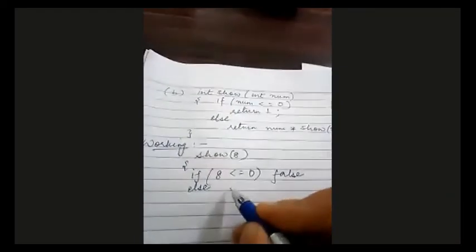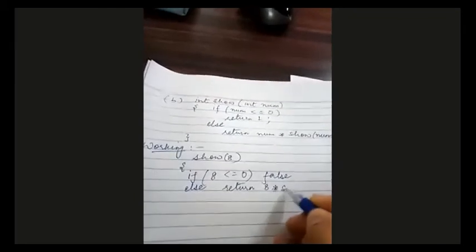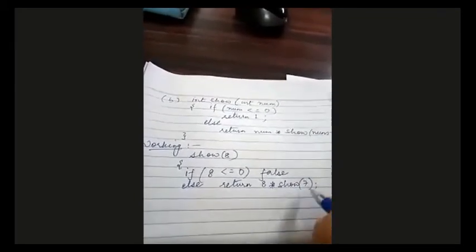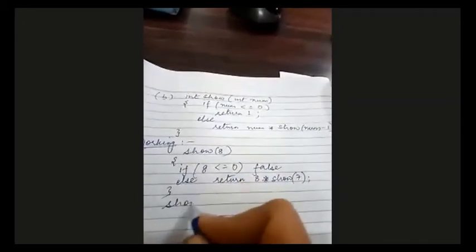What is in the else part? Return num into show, called with the value num minus 1, that is 7. Now this function is called with the value 7. This function is closed. Now what happened? show(7) is called. This is the first step, this is the second step. With show(7), again the base case is checked, so what will happen? 8 into 7 into show(6) will be called.